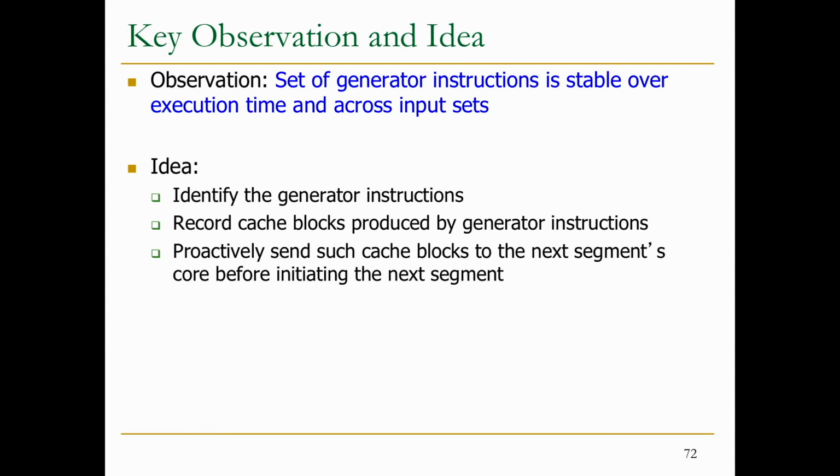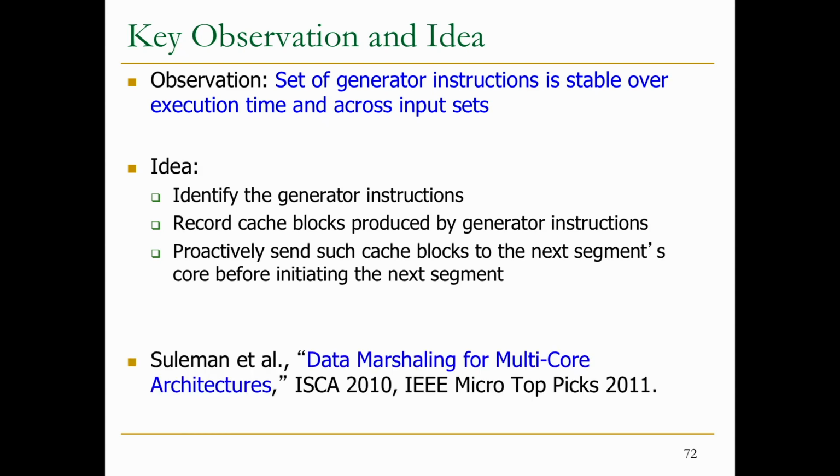You identify the generator instructions, and you record the cache blocks produced by the generator instructions. And before you initiate the next segment, you spawn the next segment somewhere, you proactively send such cache blocks to the next segment's core, such that when the next segment starts executing, hopefully the data that's needed is also there in the core. That's the idea. And that's called data marshalling. It's called data marshalling because it's really data marshalling in the end.